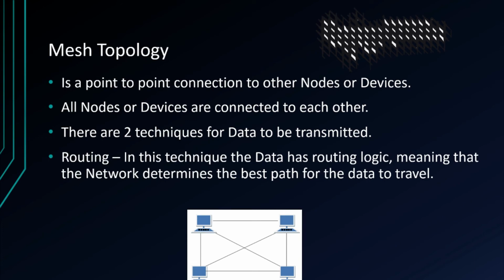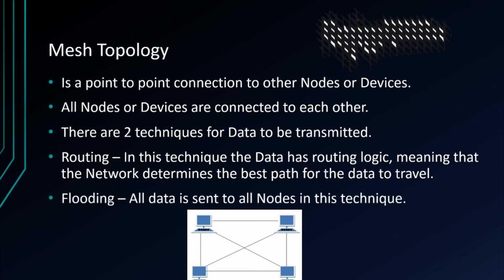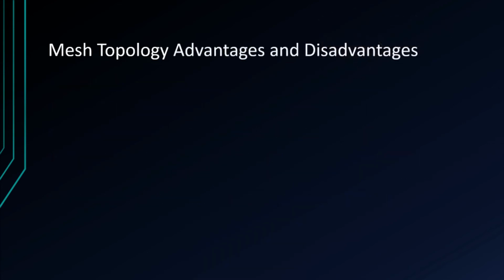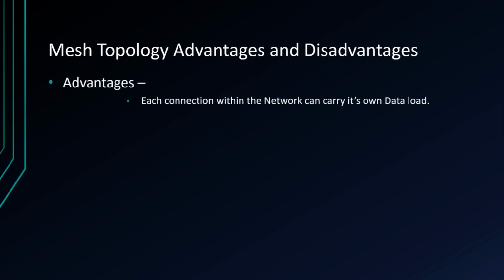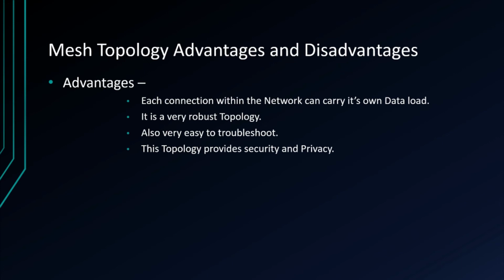In this technique, the data has routing logic, meaning that the network determines the best path for the data to travel. Also flooding, where all data is sent to all nodes. So advantages and disadvantages of the mesh topology. Advantages: each connection within the network can carry its own data load. It's a very robust topology, also very easy to troubleshoot, provides security and privacy as well.